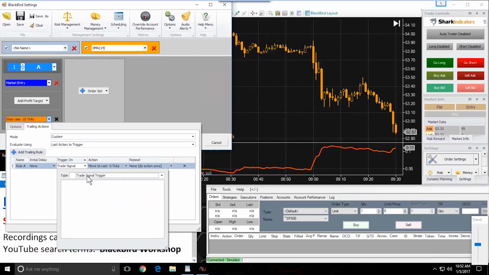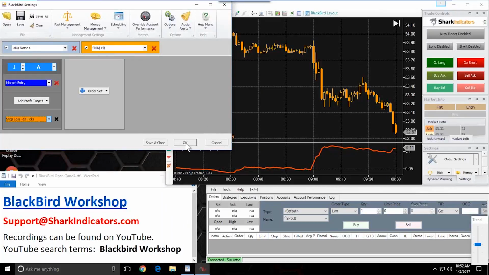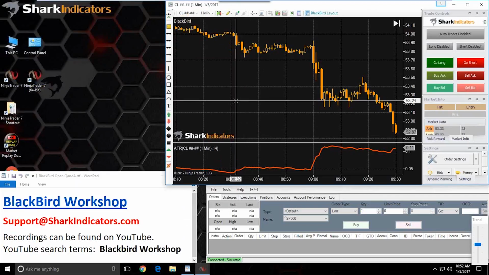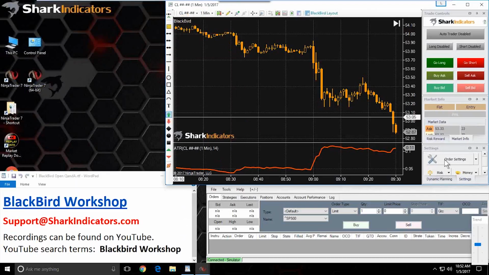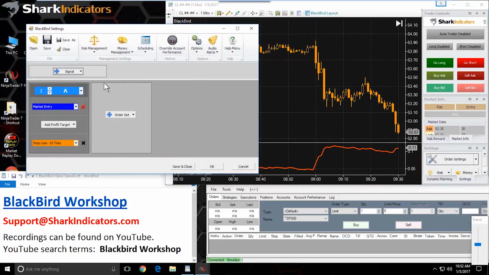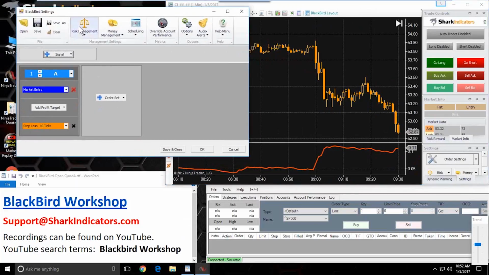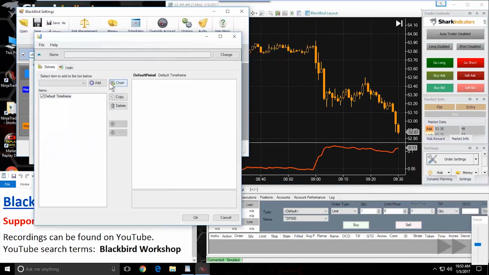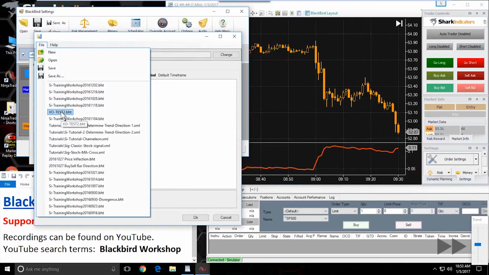Let's see. Trying to think of an example here I can give you as a trade signal. I'm going to see if I can set up some Bloodhound signals here as an example.